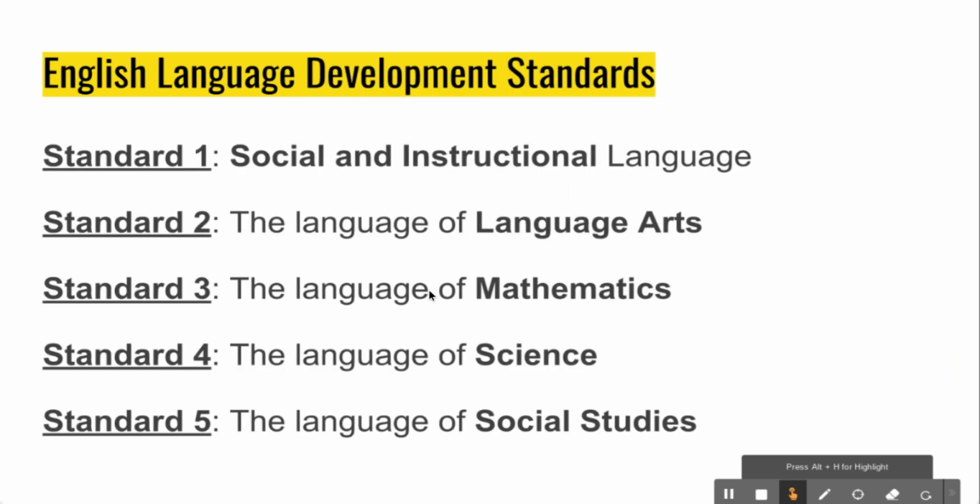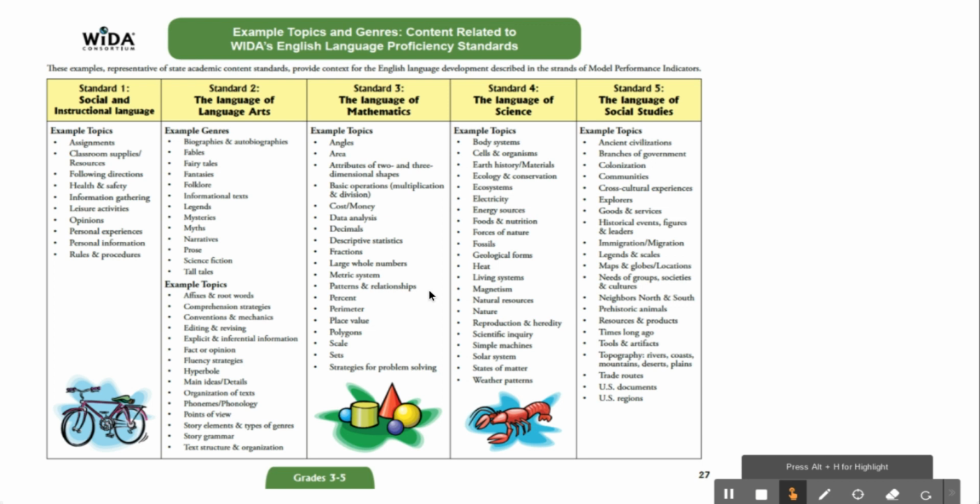Okay, so the WIDA English Language Development Standards are comprised of social and instructional language, as well as academic language, the language of language arts, the language of math, language of science, and language of social studies. And even though these are broad, WIDA also provides grade-specific example topics to ensure that the language instruction ELs get with their ESL teachers supports what's being taught in the classroom. So this is an example from grades 3 through 5 of where they've broken it into the 5 standards and example topics.